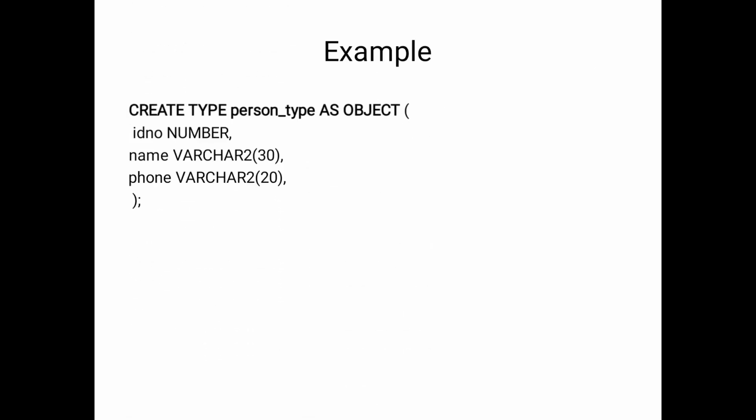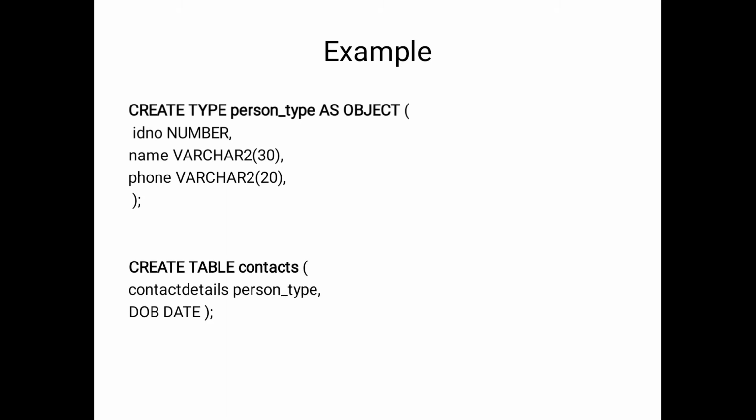First we will create the object. Here please observe the object name as person type. Here we will consider the fields as ID number, name, phone. So this is the creation of an object in SQL3. Now we will see how to utilize these objects at the time of table creation.